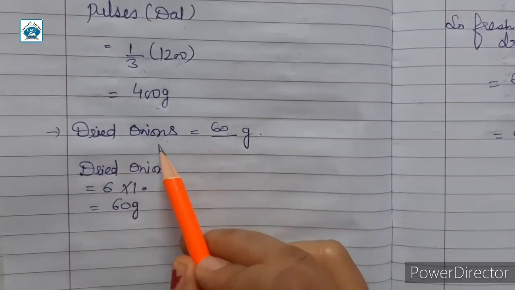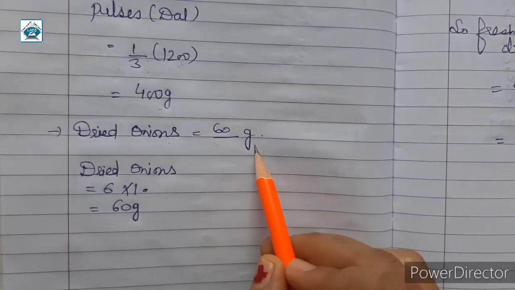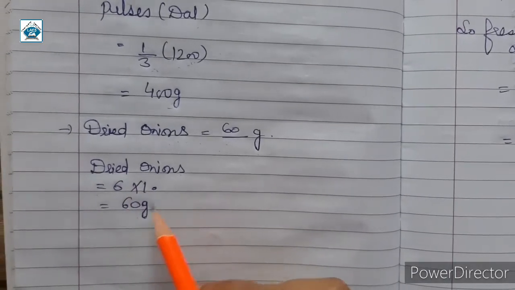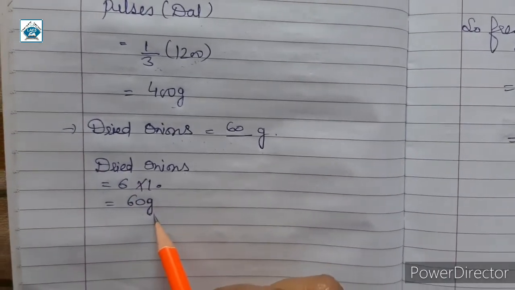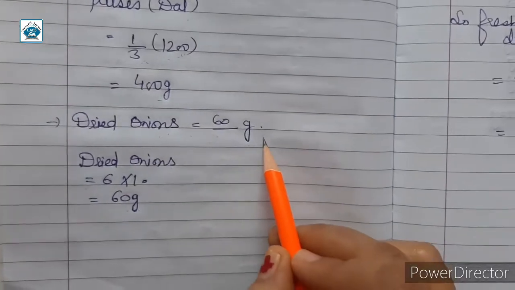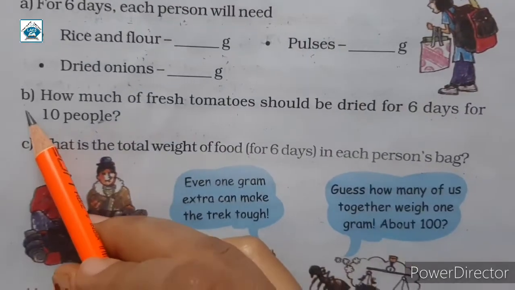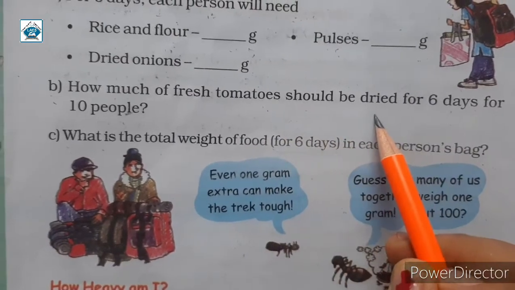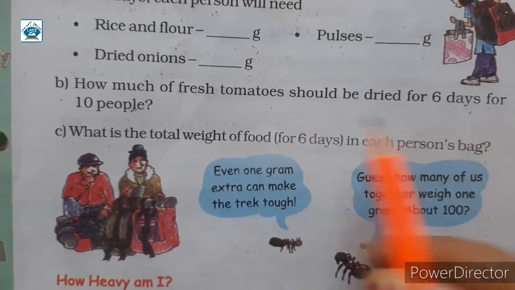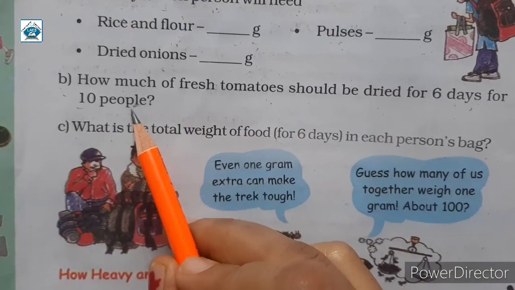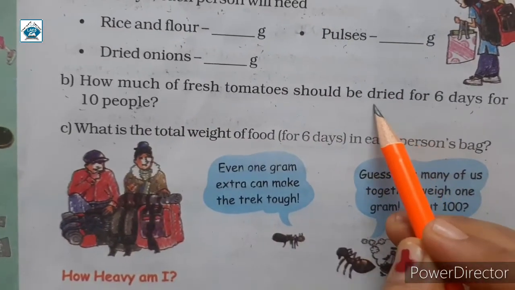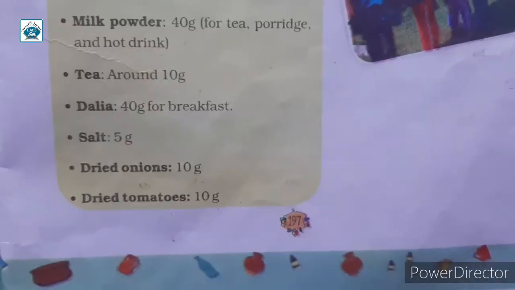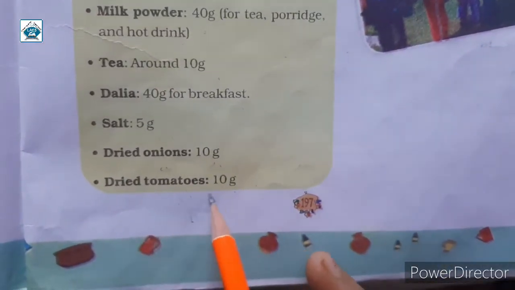Pulses dal 400 gram. And dried onions is equal to 60 gram. Dried onions is equal to 6 multiplied by 10, so it is equal to 60 gram. Dried onions 60 gram. B. How much fresh tomatoes should be dried for 6 days for 10 people? Here dried tomatoes 10 gram.